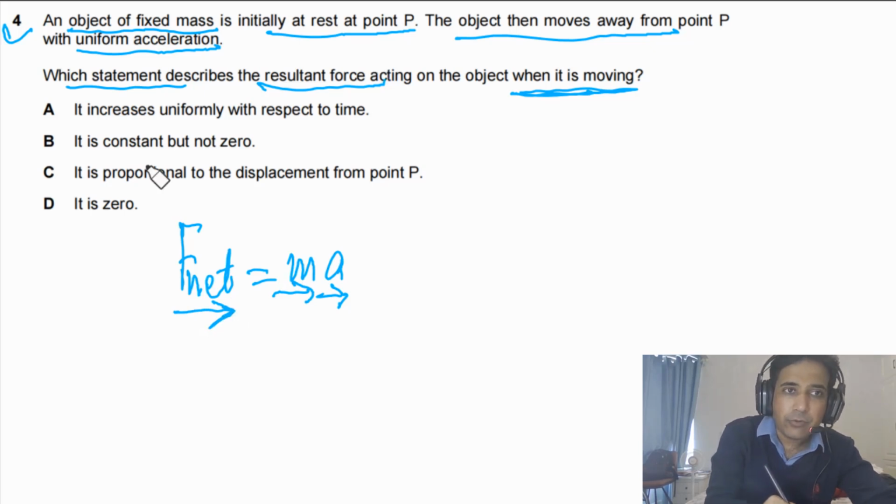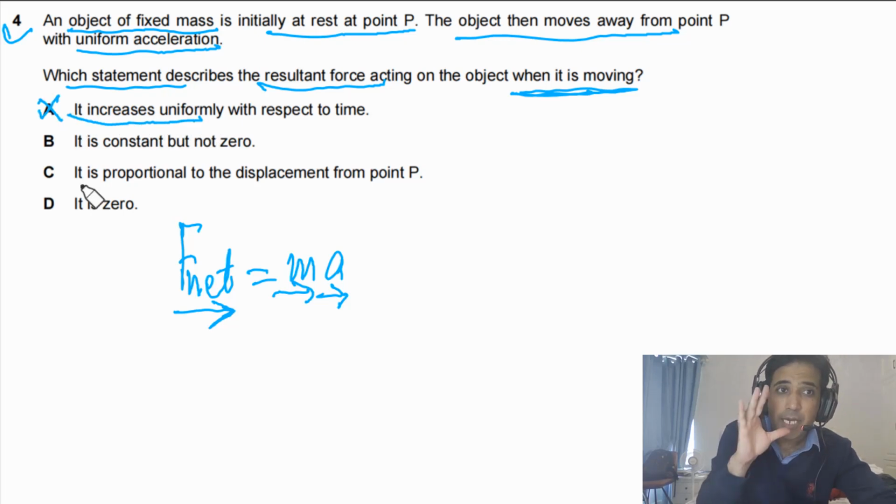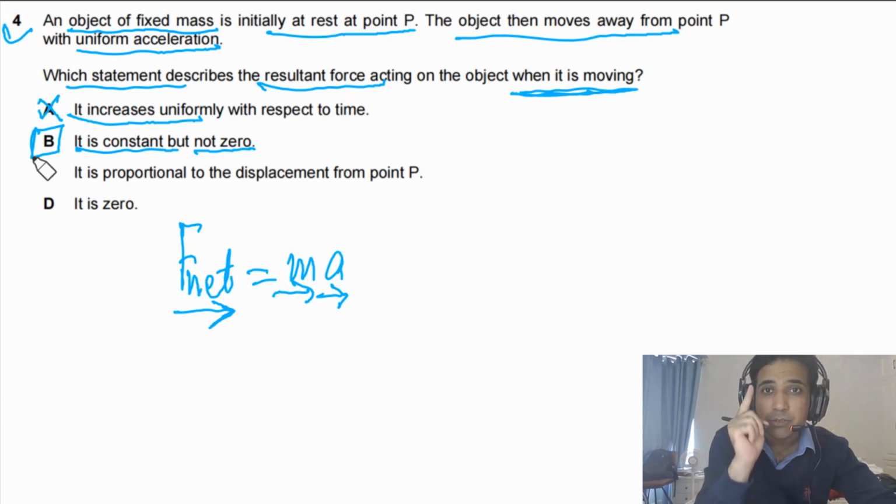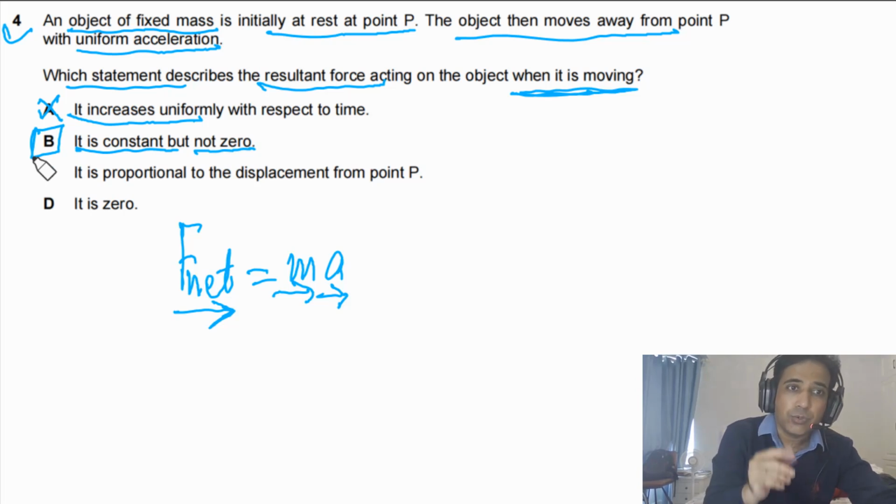So if you look at the given options, it says it increases uniformly. This is not possible. It is increasing, it has to be constant. Uniform acceleration means that acceleration is constant. It is constant but not zero. Yes, this is a possible answer. It is not zero because acceleration is not zero. So resultant force is also not zero, but resultant force is constant. So B is a possible answer.